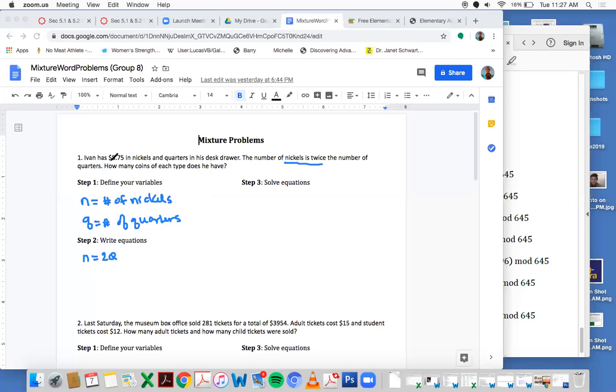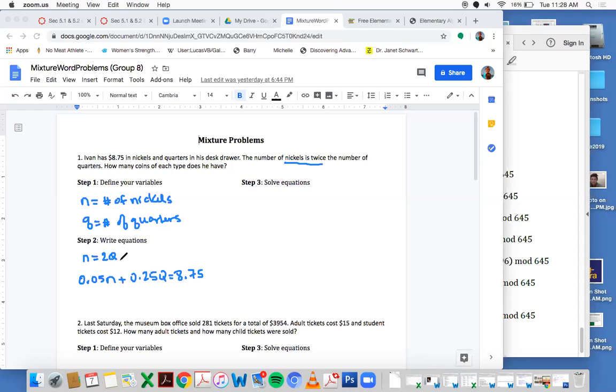And then the second one was with the value. Okay, so this is like with money problems with the coin stuff. So just make sure that you're putting the value in front of each of the coins. So the value of a nickel is 5 cents, so 0.05. And the value of a quarter is 25 cents. So 0.25, and that adds up to $8.75.